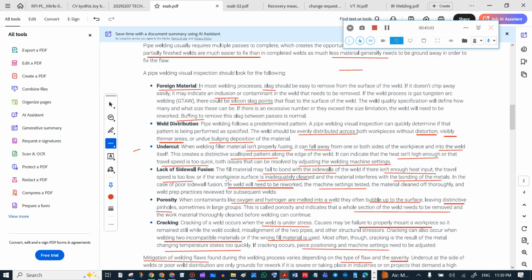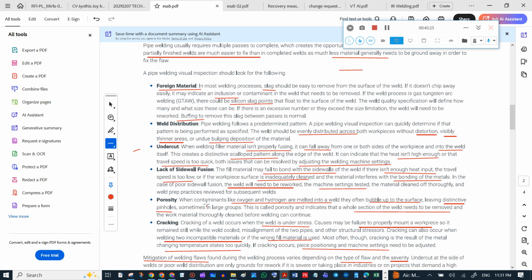If the workpiece is not cleaned properly, the material inhibits bonding of the metals. In case of poor sidewall fusion, the weld will need to be reworked, with machine settings tested and the material cleaned thoroughly. The weld preparation practice should be reviewed for subsequent welds.